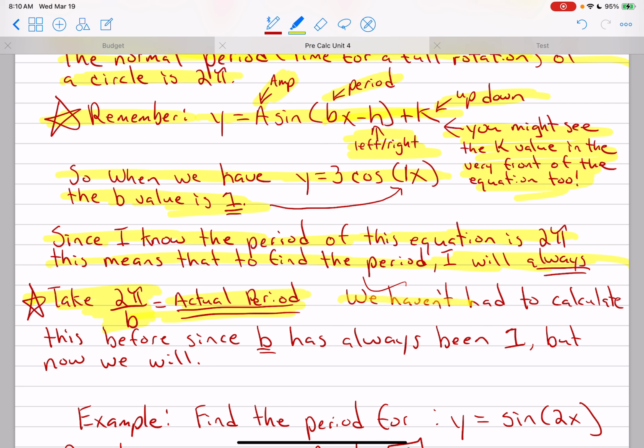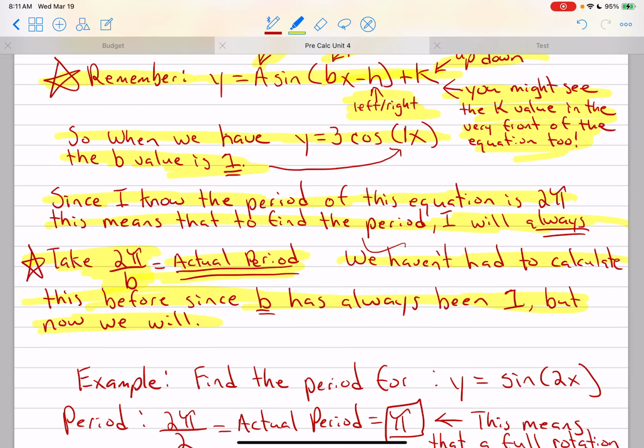So we haven't really had to calculate this before since b value has always been 1, but now we will, right? Because we always just know, oh, the period is 2 pi, and nowhere do we ever see 2 pi in that equation. But since b was 1, well, 2 pi divided by 1 is just 2 pi. So we've never had to calculate the period before, but now we're going to have to do that.